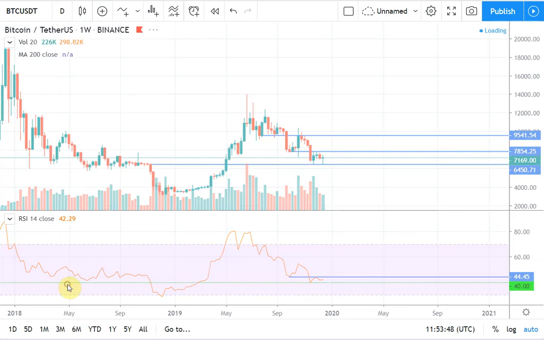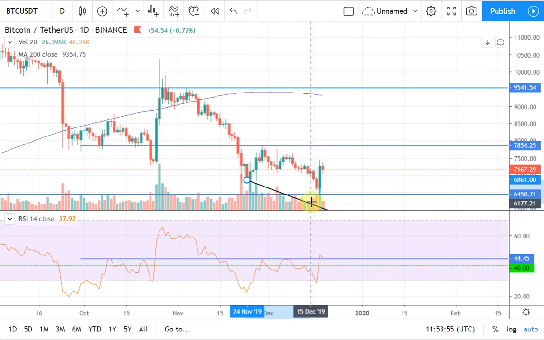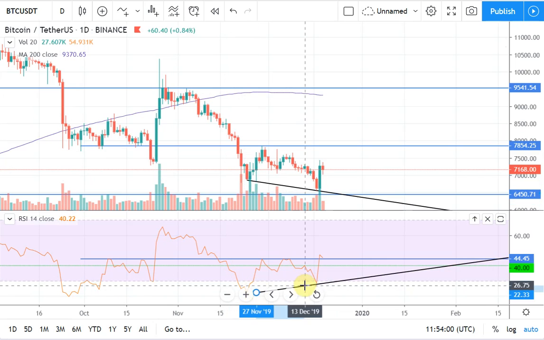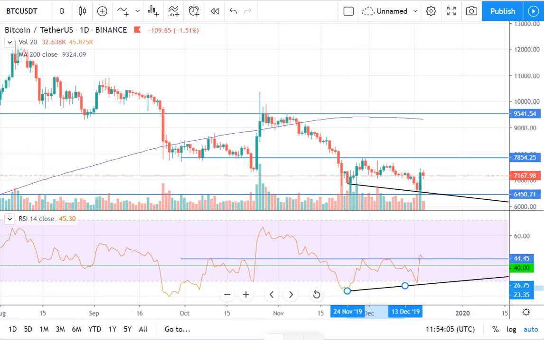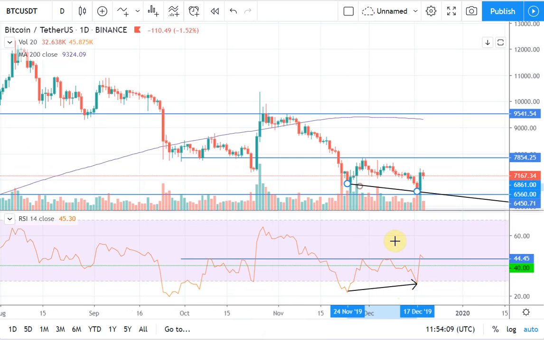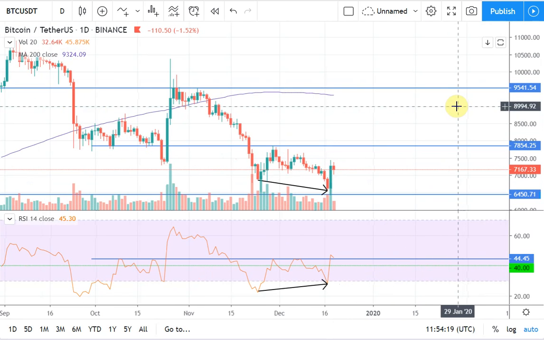But as you can see on the daily, there is a massive divergence. Let's change these two arrows. As you can see, the RSI has gotten a lot stronger once the price has gone down. This is a clear change in trend.